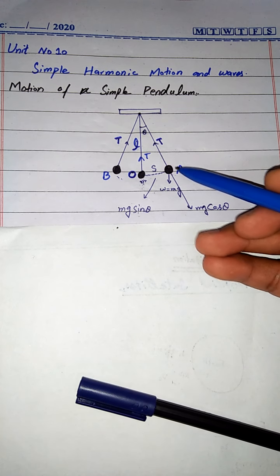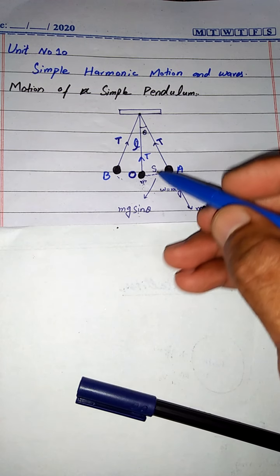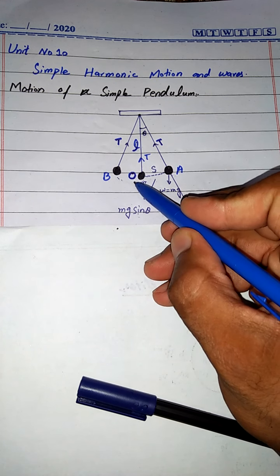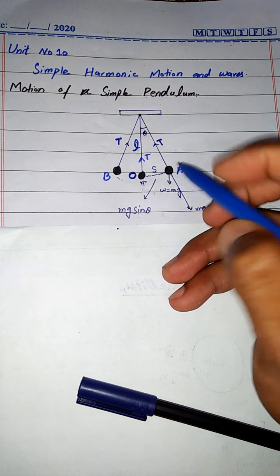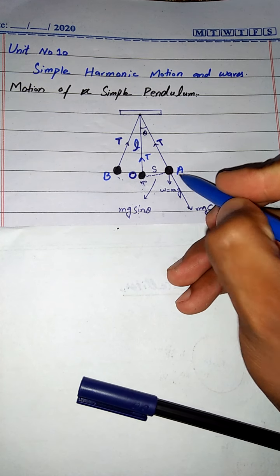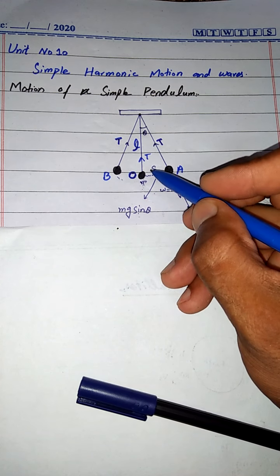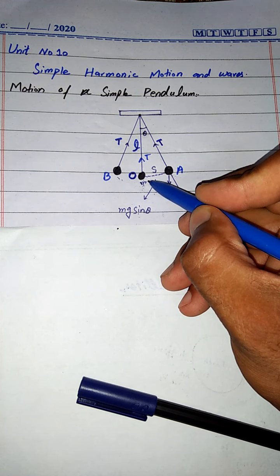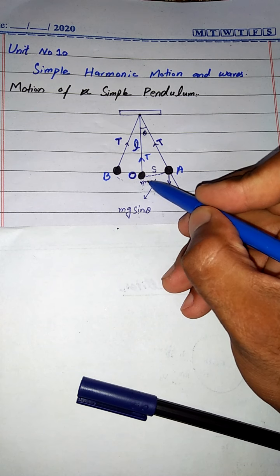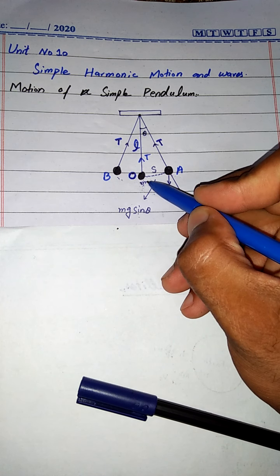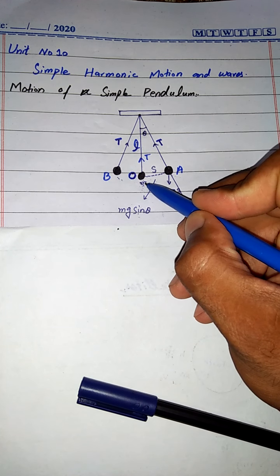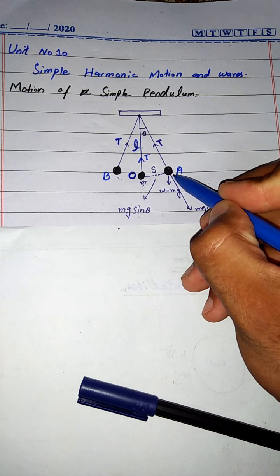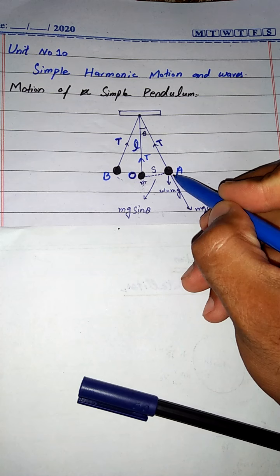Here is a diagram of a simple pendulum, and there are three positions. O is the mean position, A is the extreme position A, and B is the extreme position B. In the equilibrium position O, the net force on the bob is 0 and the bob is stationary. Now, if we bring the bob to extreme position A, there is no net force along the string, as in the tension in the string.